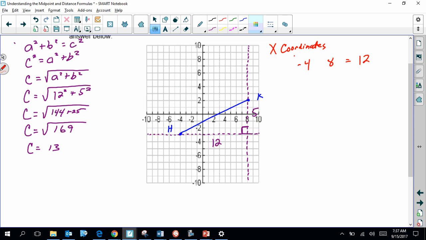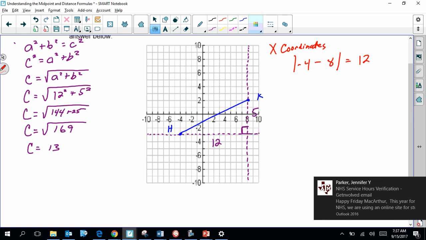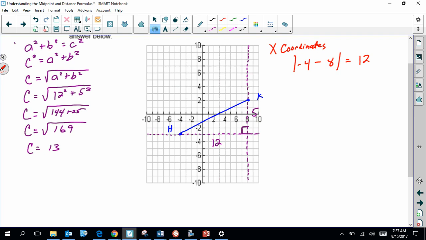And from our ruler postulate, we can say that the absolute value of the difference between the x-coordinates, all right, get back on track, will give us the same length that we had from point H to the dotted vertical line on our graph. So that 12, that is what I substituted in for a in the Pythagorean theorem. So that means here the difference of the x-coordinates should be the same thing.